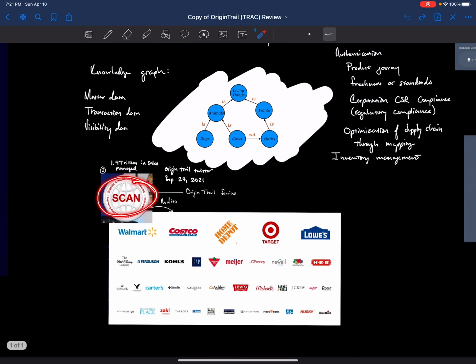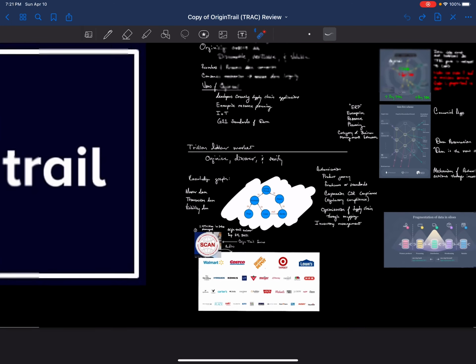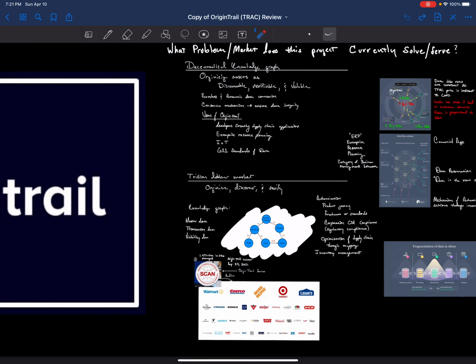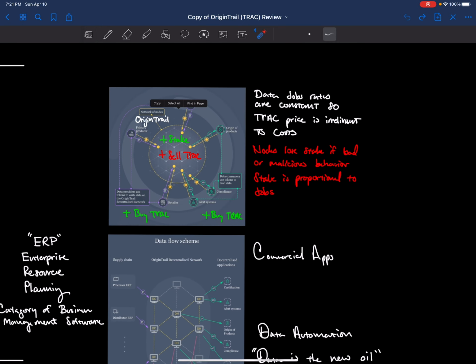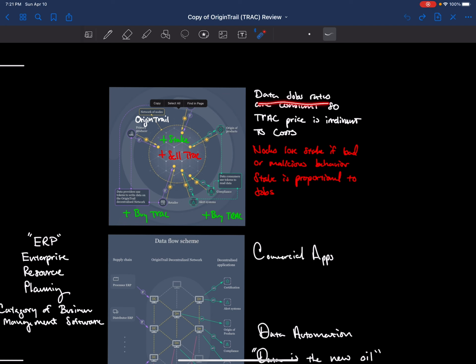So OriginTrail already has a partnership with SCAN, which is already doing 1.4 trillion in sales. OriginTrail services SCAN, who audits these major companies. And I'm sure there are going to be unique business structures that can come out of this. So once again, how does OriginTrail work? Data jobs are constant. So whatever the market rate is, the token price is irrelevant to the cost of data jobs.